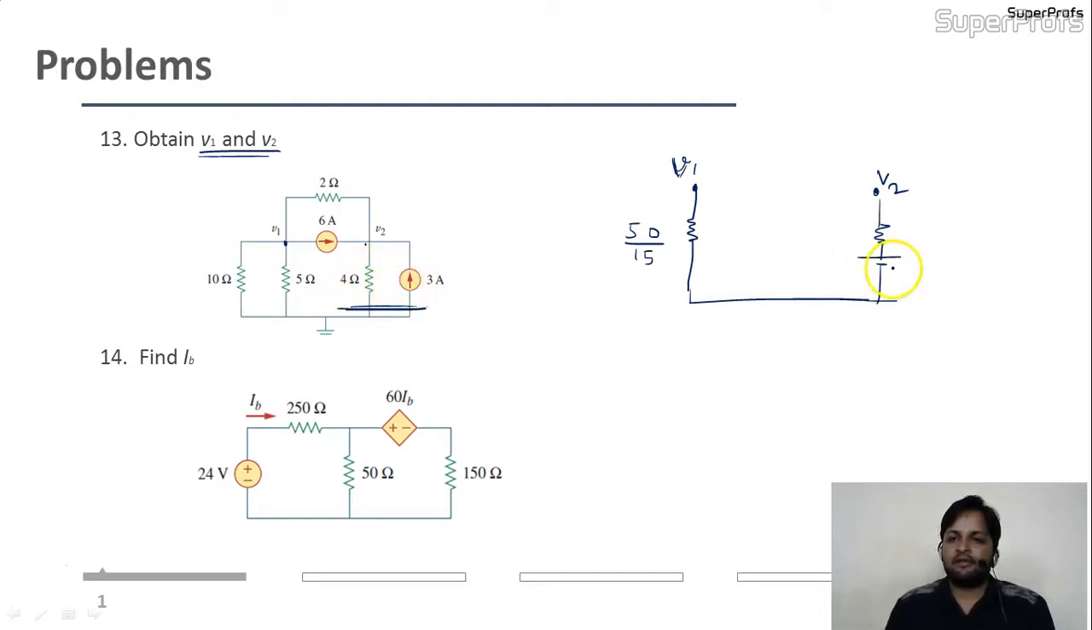So what is the value of this V? V equal to Ri. I is given 3, R is 4, so this is 12. Fine. What about this resistance? This is nothing but 4. Here also I can again apply the source transformation.